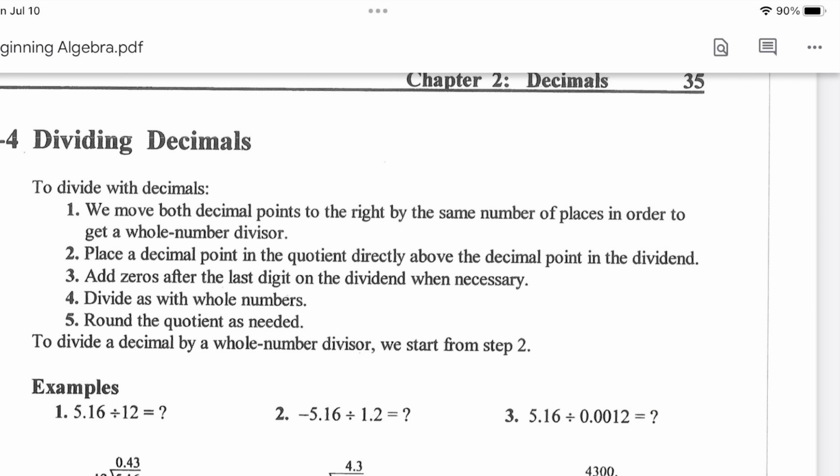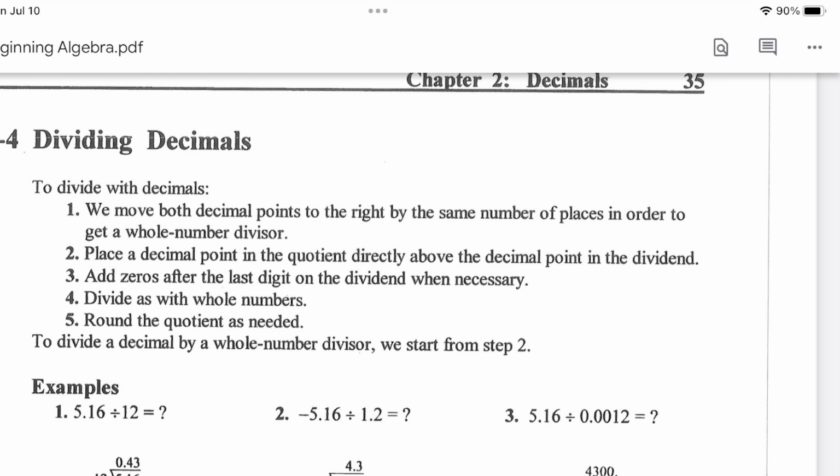Dividing decimals. To divide with decimals: 1. We move both decimal points to the right by the same number of places in order to get a whole number divisor. 2. Place a decimal point in the quotient directly above the decimal point in the dividend. 3. Add zeros after the last digit on the dividend when necessary. 4. Divide as with whole numbers. 5. Round the quotient as needed.